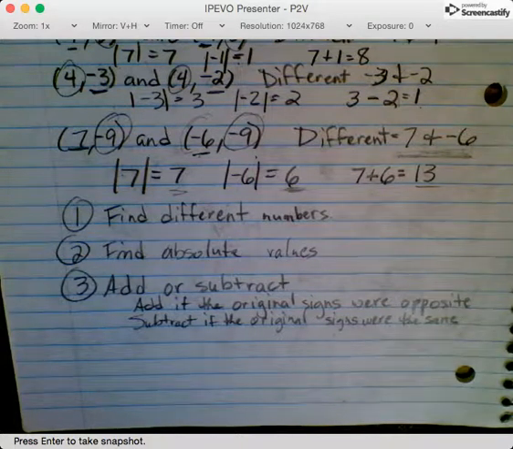Hi, this is Miss Goodale, and this is going to be video part 2 of finding distance between coordinates that lie along the same x or y value.